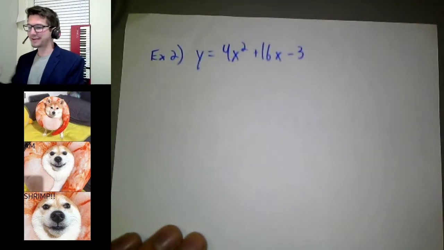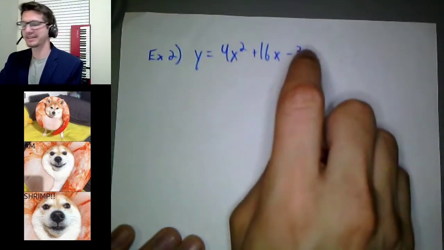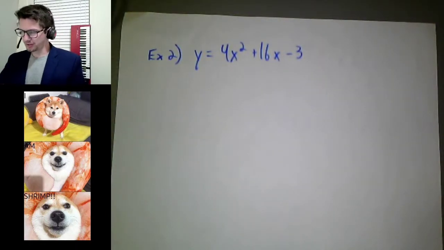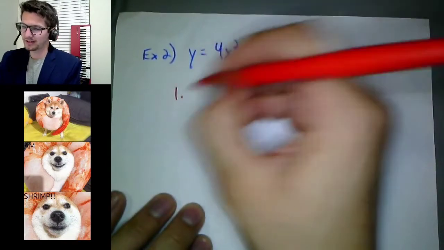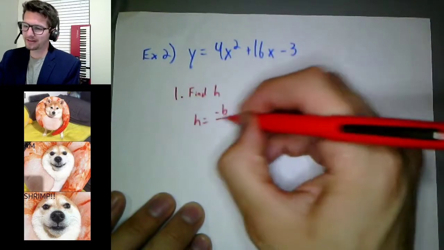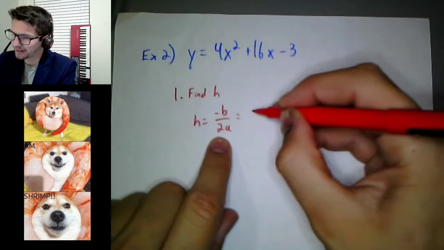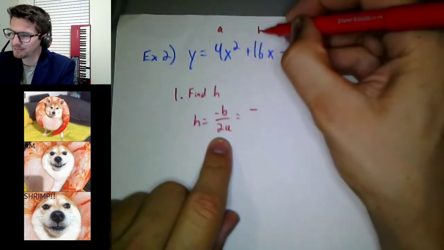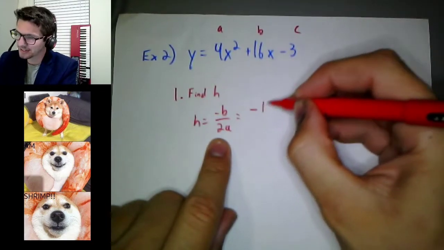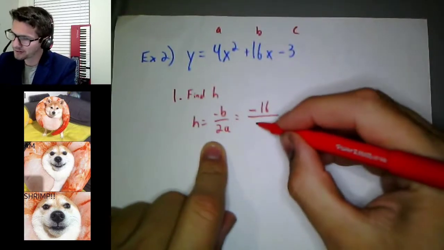All right, so say I had this standard form equation, y equals 4x squared plus 16x minus 3. And I said, give me vertex form. What you would do is, step 1, I need to find h. And h equals opposite of b over 2a. So what's the opposite of my b value? Well, if this is a, this is b, and this is c, 16, so the opposite of 16 is negative 16, over 2 times a. What's my a value? 4. 2 times 4.